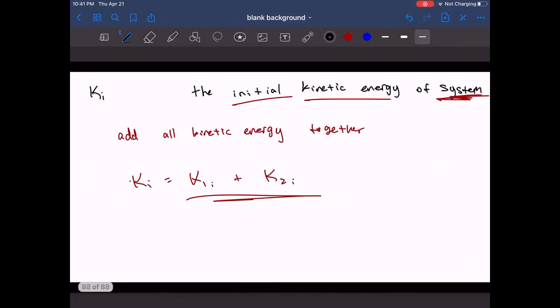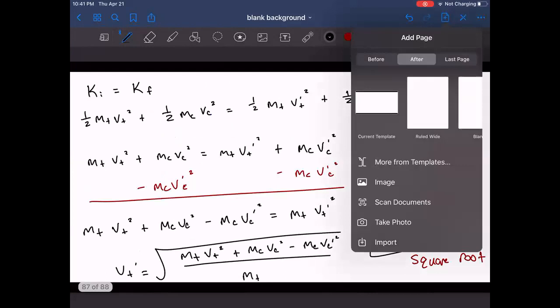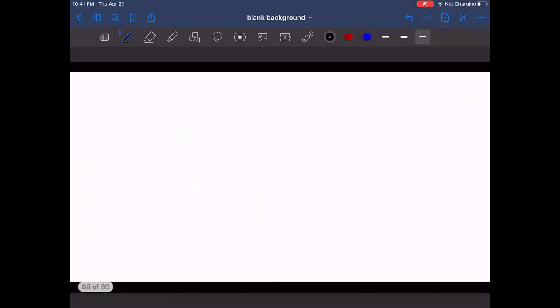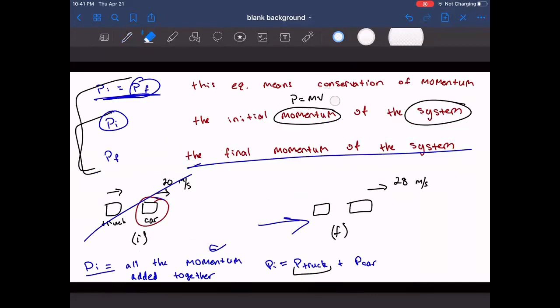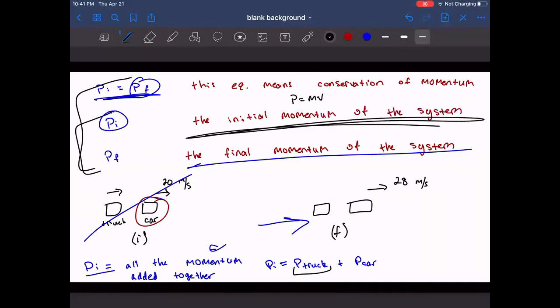So then let's do this. Now they want you to find the initial momentum of the system, and we literally wrote that down. I'm going to be as explicit as possible here. That's what's on your worksheet. It says, what was the initial momentum of the two vehicle system? The initial momentum of the system, P_i, is the momentum added together.